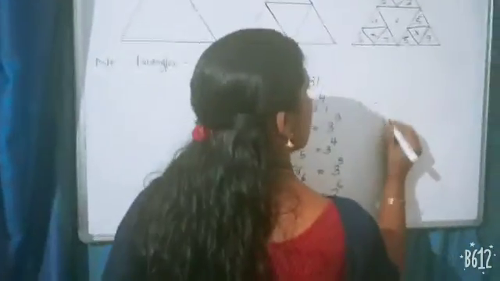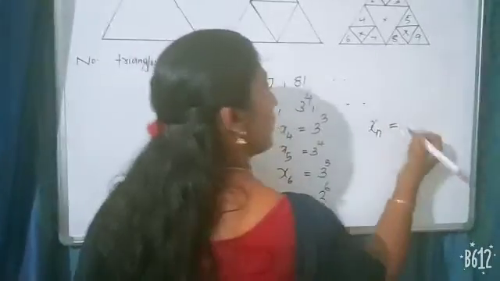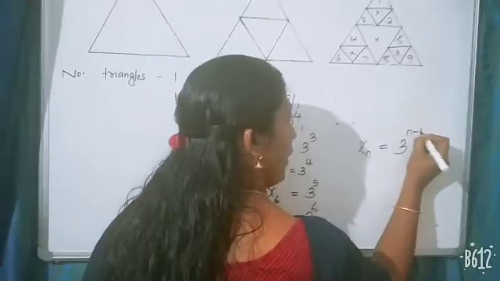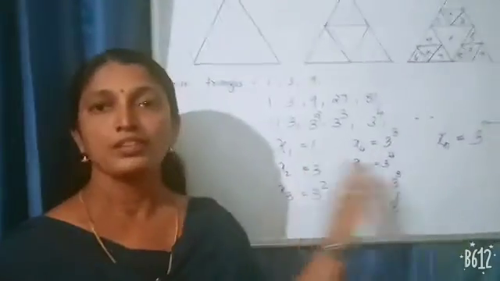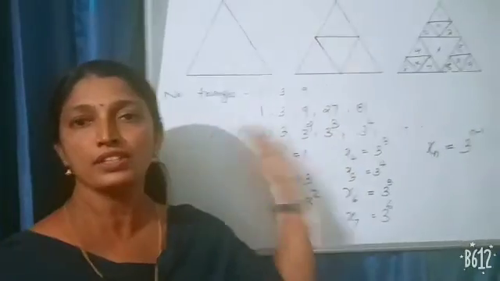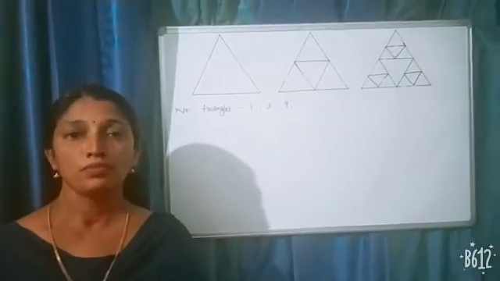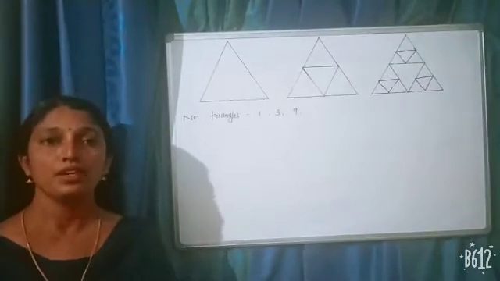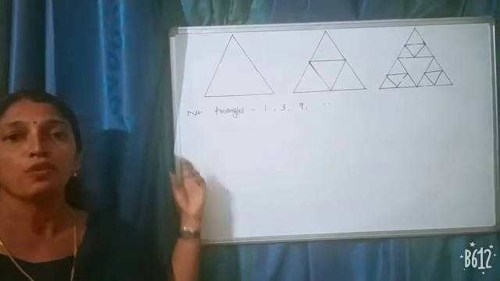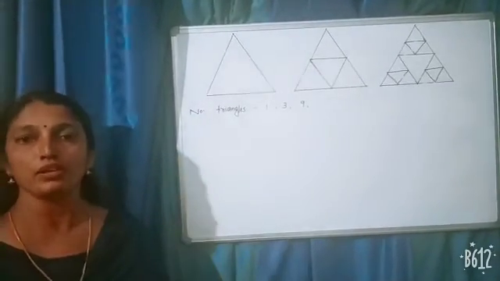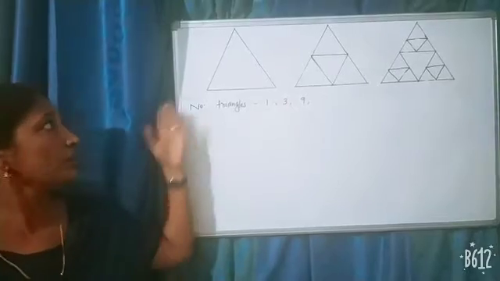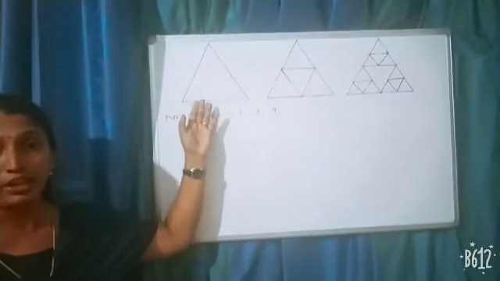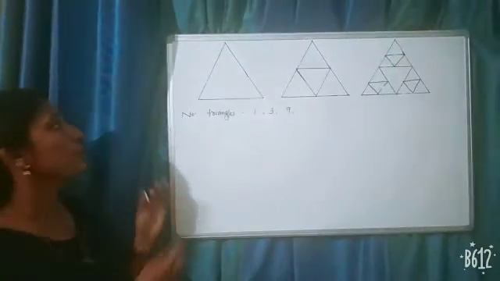So what is the nth term? Xn equal to 3 raised to 1 less than n, n minus 1. This is the algebraic expression of this sequence. Next we form the sequence of the area of one small triangle. In the question, it is given that the area of one uncut triangle is 1 square unit. So in this first figure, let us consider the area of this triangle as 1 square unit.